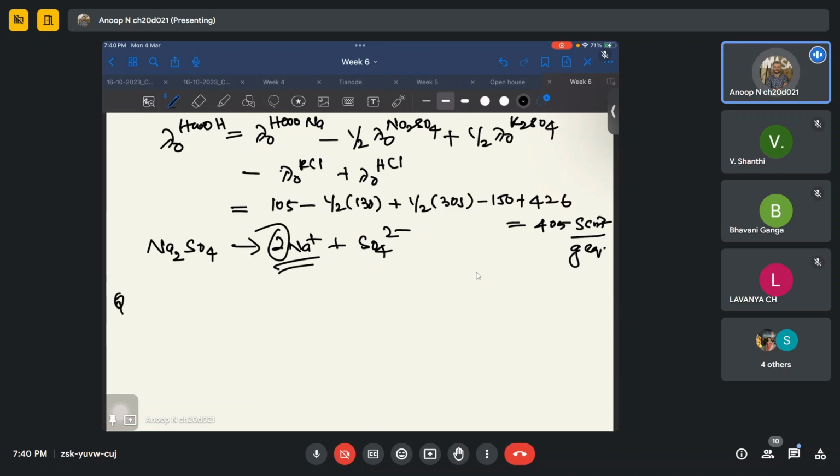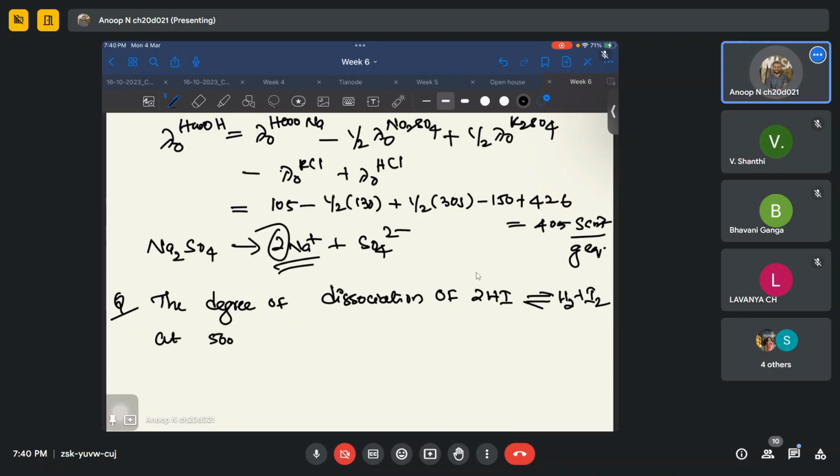So I'll go to the last question for today. Probably we'll stop with this problem today. The degree of dissociation of 2HI giving H2 plus I2 at 500 degrees centigrade is... this is the question.